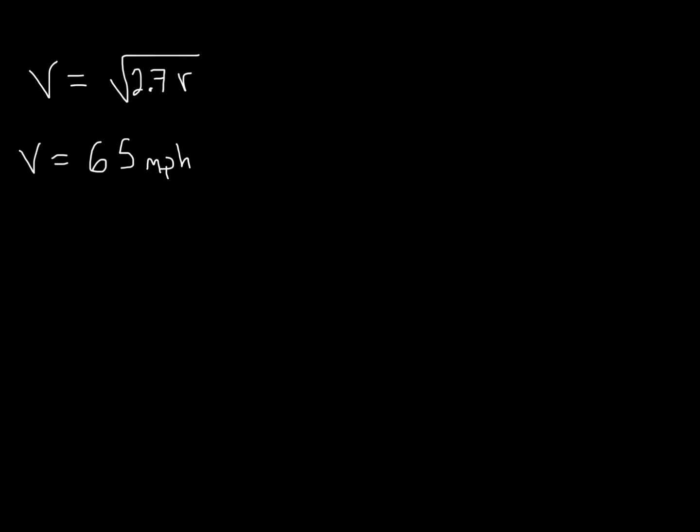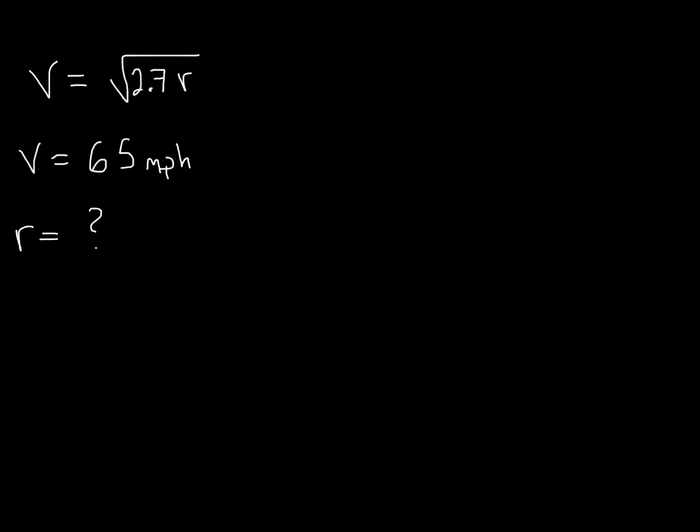Say that I have this formula, and the situation arises where I want to create a turn where I can safely travel at 65 miles per hour. Okay? Maybe I'm designing a highway, and I need to know what the radius is going to be if I want to make sure that people can safely turn on the highway. So I want you to pause the video now, and try and figure this out on your own. Okay?